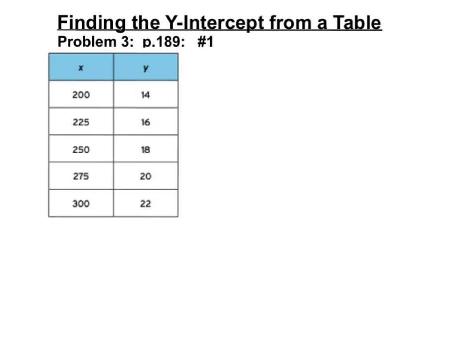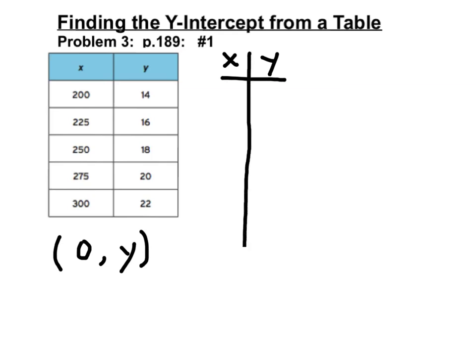Okay, in this table I can see the x values, 200, 225, 250, etc. And those x values are increasing. However, if we want to find the y-intercept, which we know is going to be the point with 0 as the x value and whatever our y-intercept is, I want to take this table and rearrange it. So I'm going to rewrite my table, and I'm going to ask you to do the same, either in the space next to the table or in your notes.